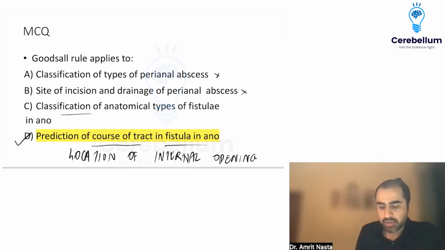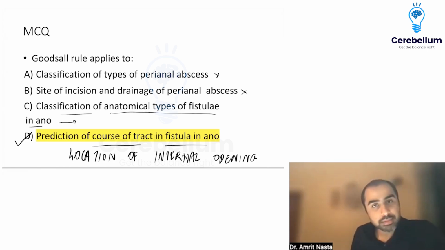What is this classification of anatomical types of fistula? Which classification is this? What is this? Option C. Is there any such classification? I asked this question already. Yeah, that is Parks classification. Wonderful.